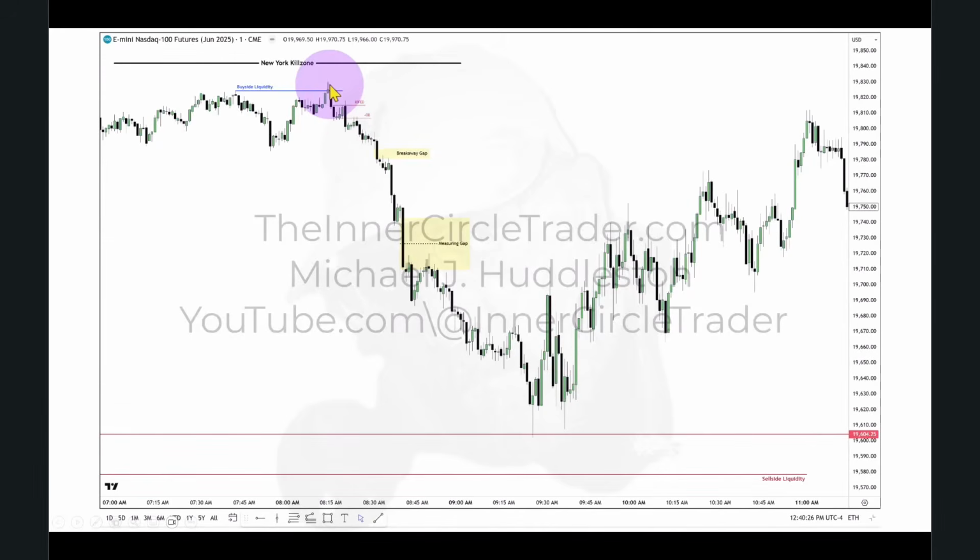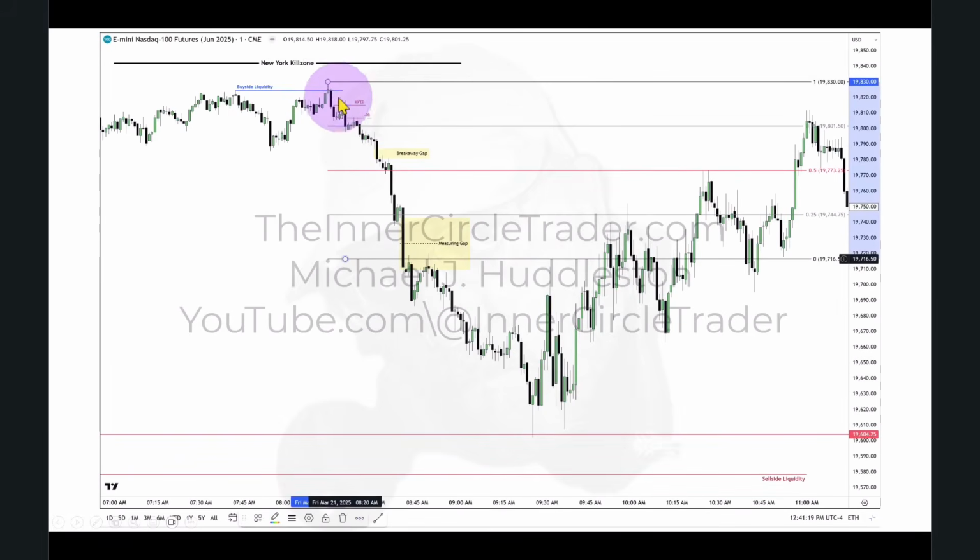If you drop a fib from this high, and we'll do it here, you anchor your fib to the high and you pull it down, okay? Since this is a static chart and it's not me doing it live over a chart, imagine my cursor's just like that. I'm holding it right there.